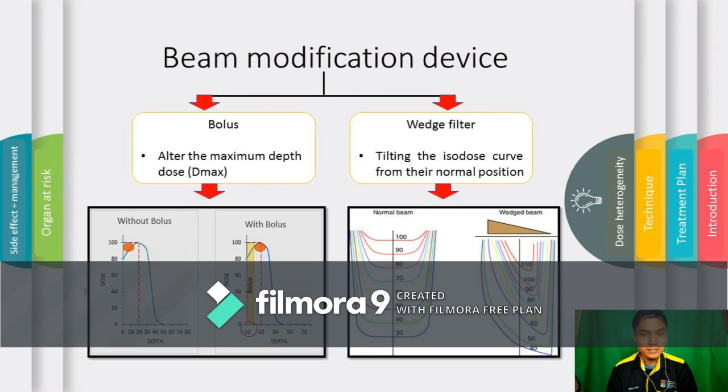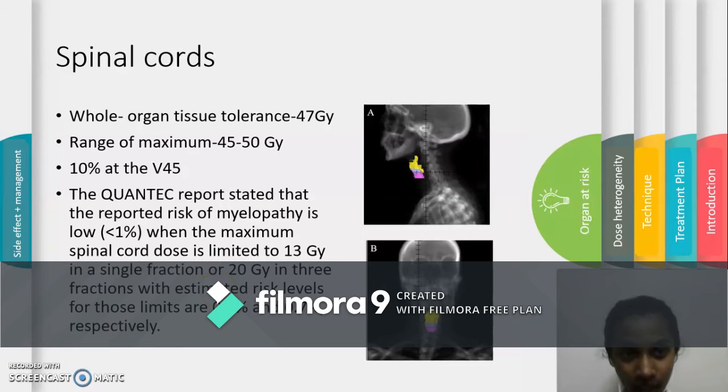Beam modification devices used in this plan are bolus and wedge filter. The function of the bolus is to alter the maximum depth dose, Dmax, and act like additional skin. In this case, 0.5 cm bolus is put on the entire neck. For both right and left lateral neck fields, wedge filter is used to tilt the isodose curve from their normal position. Okay, now I will explain about the organs at risk.